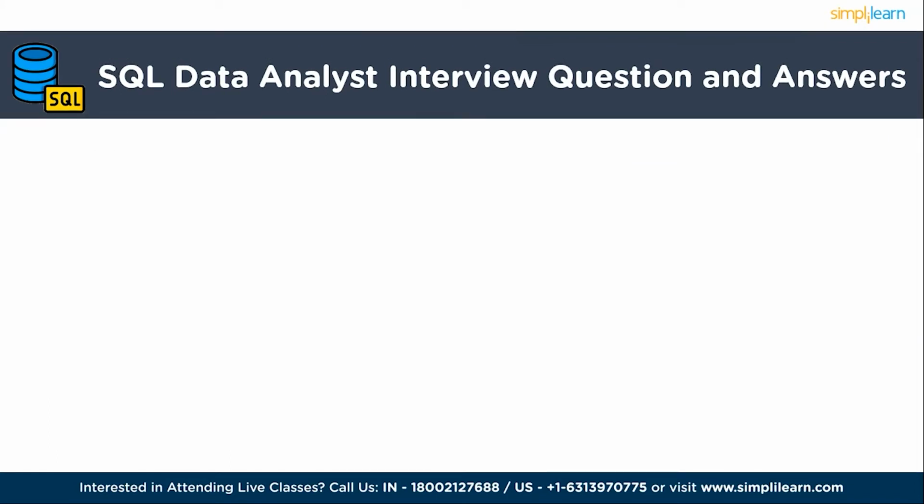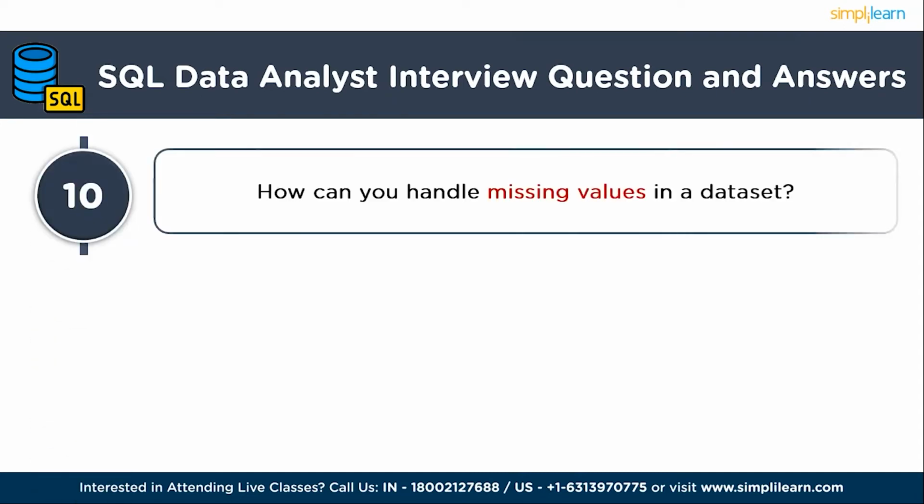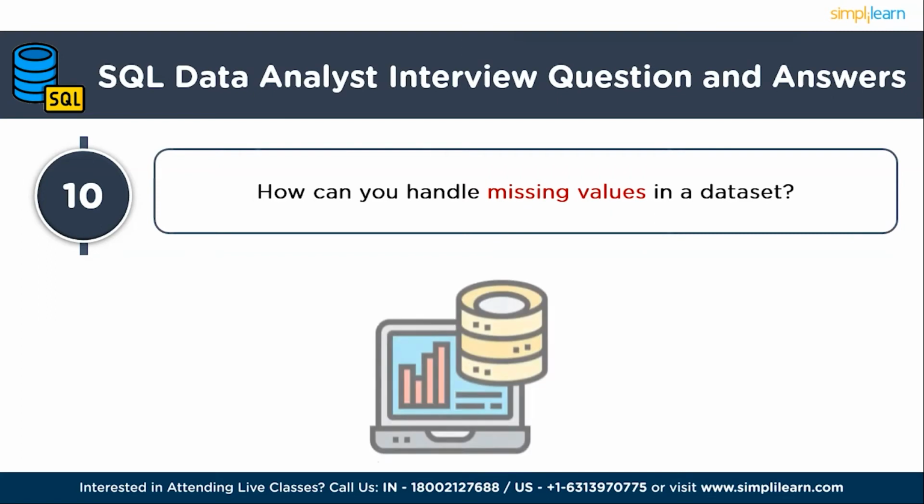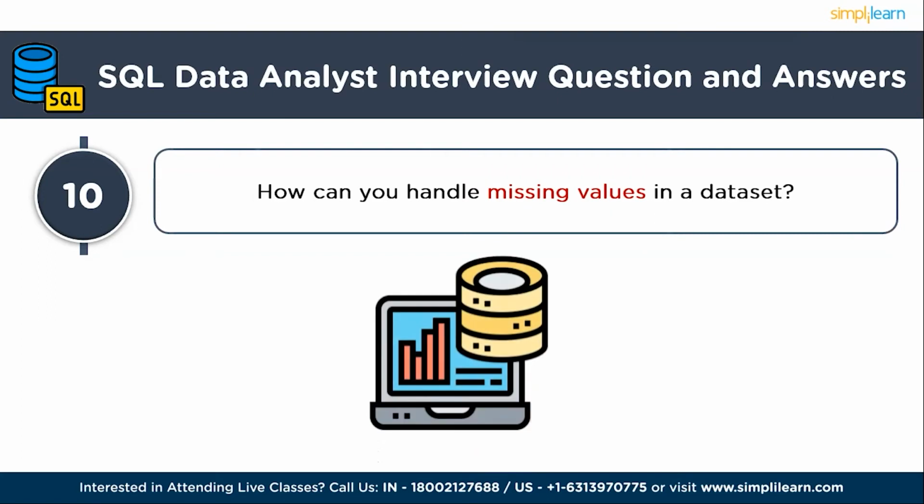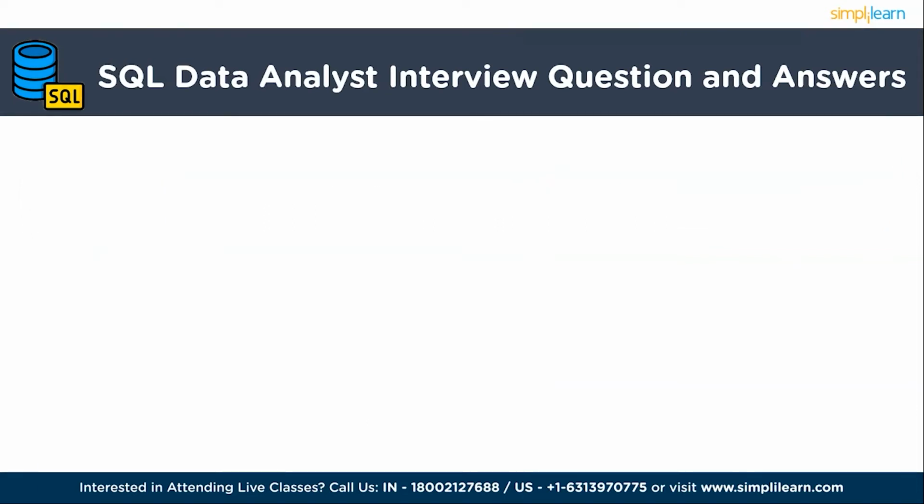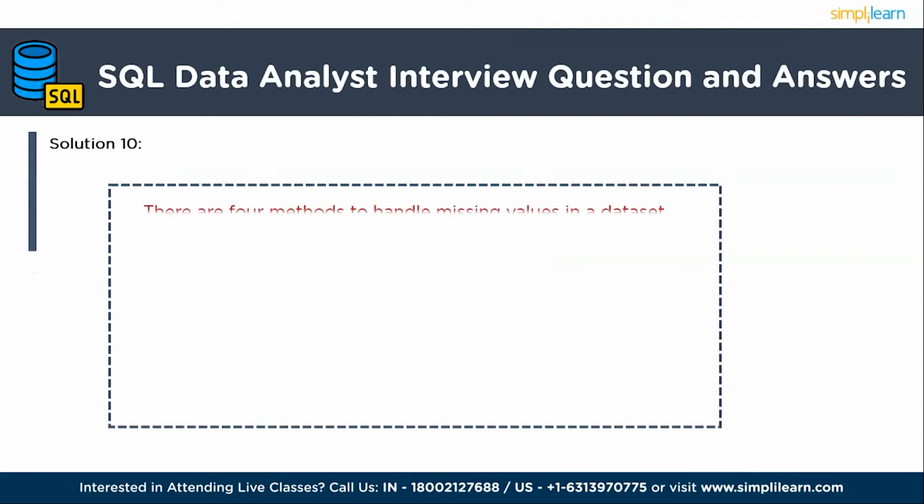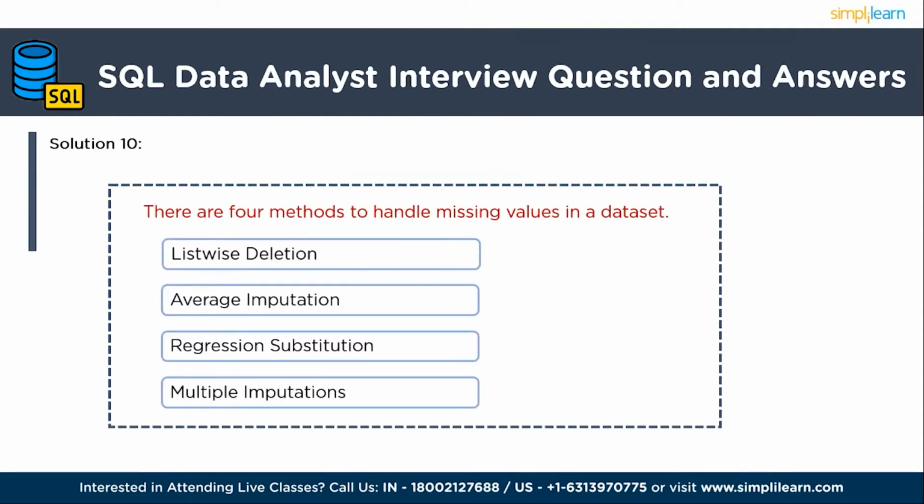Moving on to the next question, that is how can you handle missing values in a data set. This is one of the most frequently asked data analyst interview questions, and the interviewer expects you to give a detailed answer here and not just the name of the method. There are 4 methods to handle missing values in a data set. We'll see one by one. The first is list-wise deletion. In the list-wise deletion method, an entire record is excluded from analysis if any single value is missing.